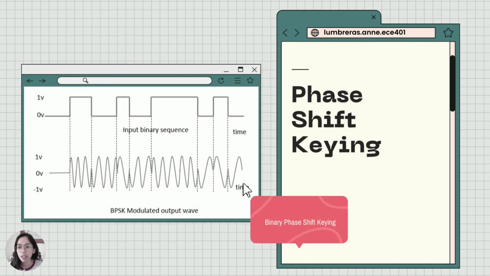In this project, I used BPSK to simulate and present to you the waveforms that were generated. As you can see on the left side, the upper waveform is the input binary sequence or the modulating signal, while the lower part is the BPSK modulated output signal. As you can see, when the binary sequence changes, there will be a 180-degree shift at 0 volts.